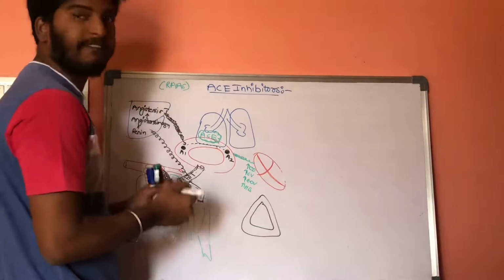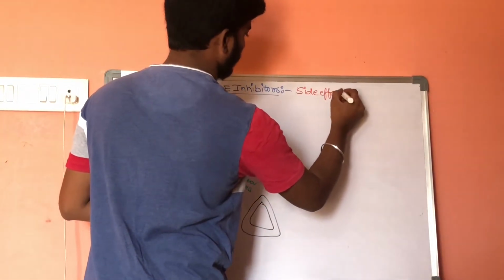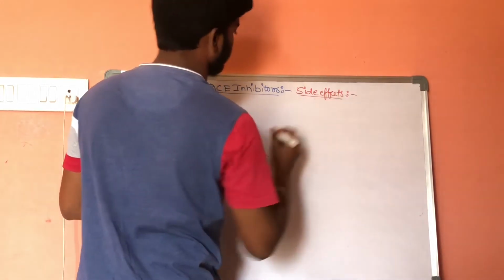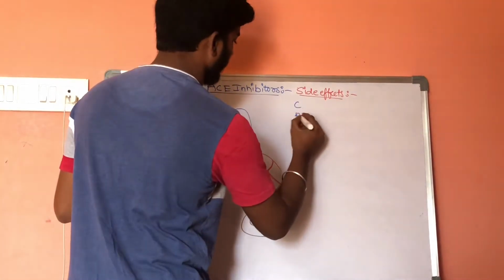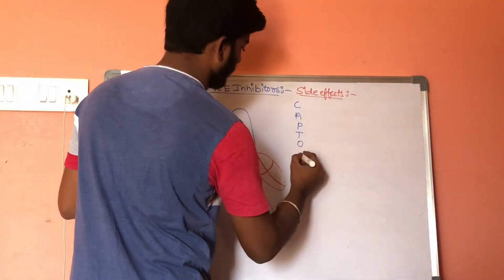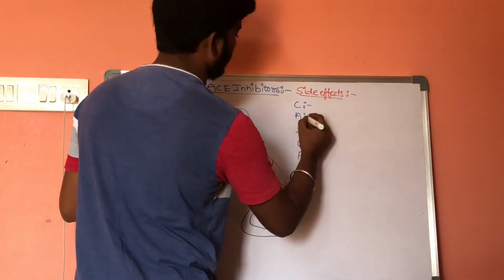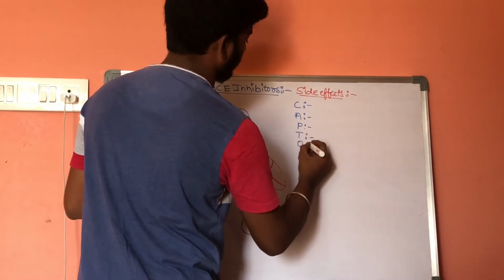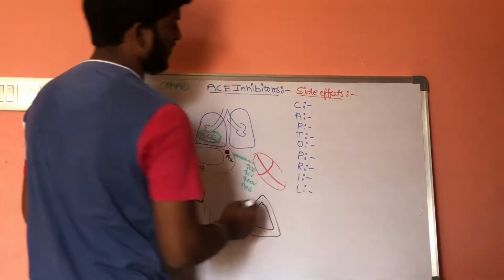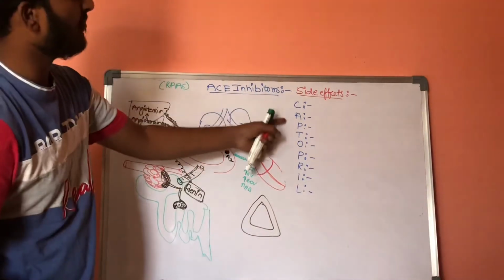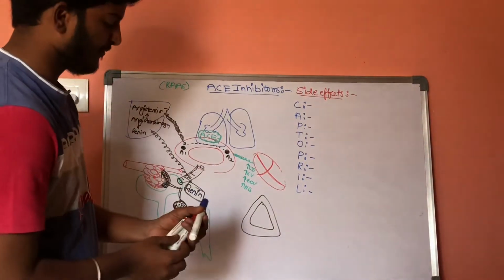Let us discuss the side effects. This is the spelling of captopril: C-A-P-T-O-P-R-I-L. Captopril. Now coming to the side effects of captopril.